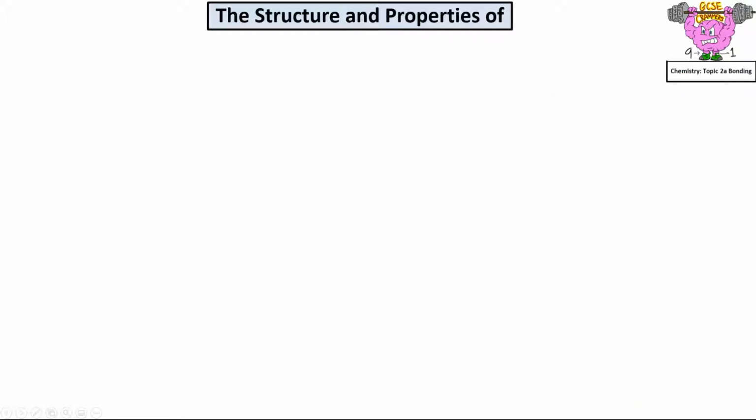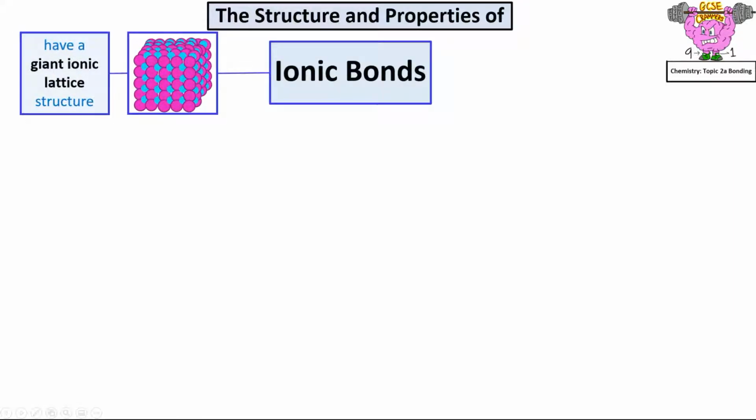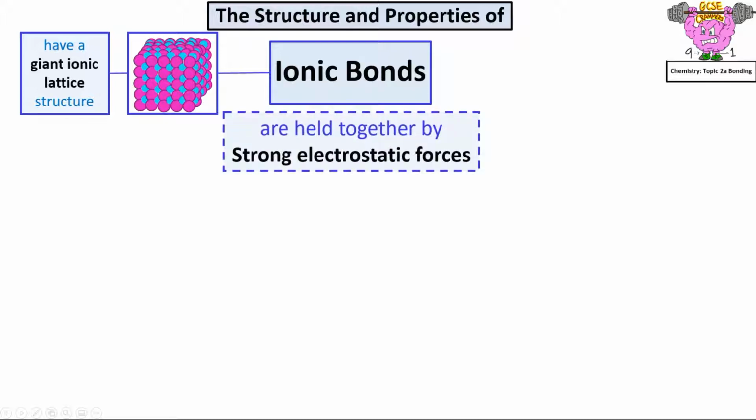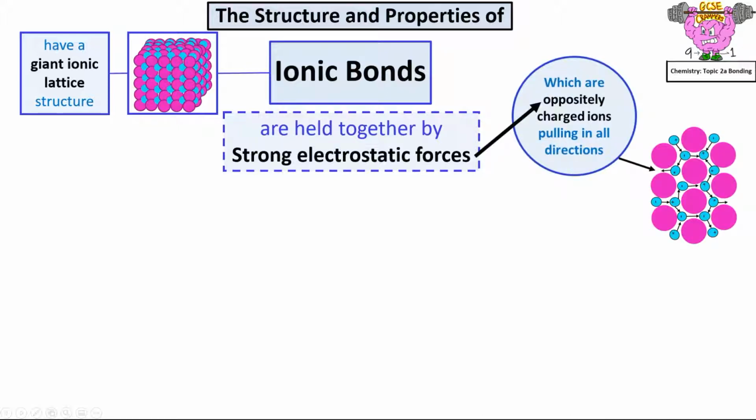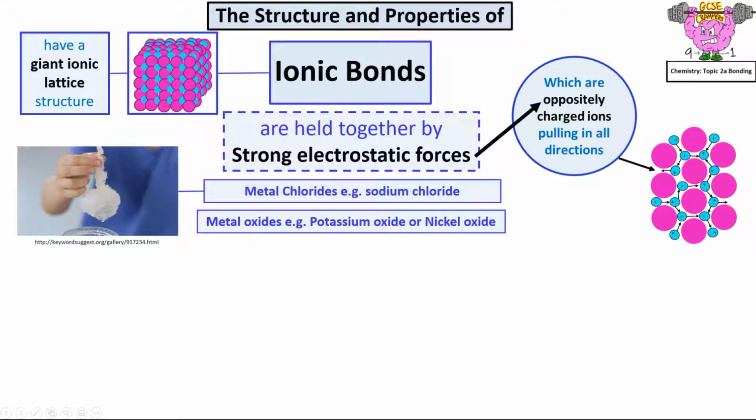The structure and properties of ionic bonds. Ionic compounds have a giant ionic lattice structure, which is held together by strong electrostatic forces, which are oppositely charged ions pulling in all directions. Most metal chlorides are ionic, for example sodium chloride salt crystals, and most metal oxides are ionic, for example potassium oxide or nickel oxide. What are the properties of ionic compounds?